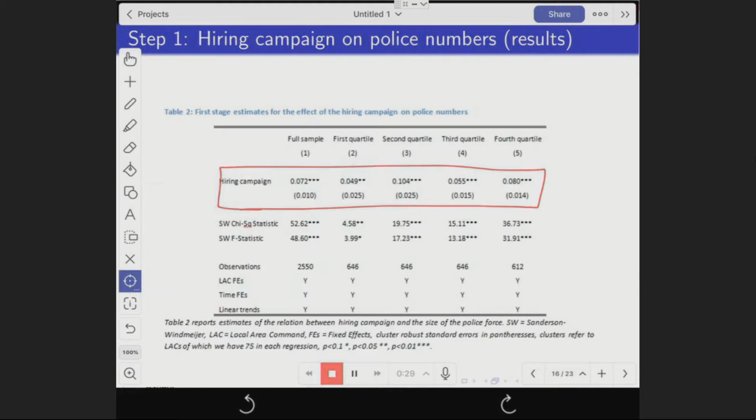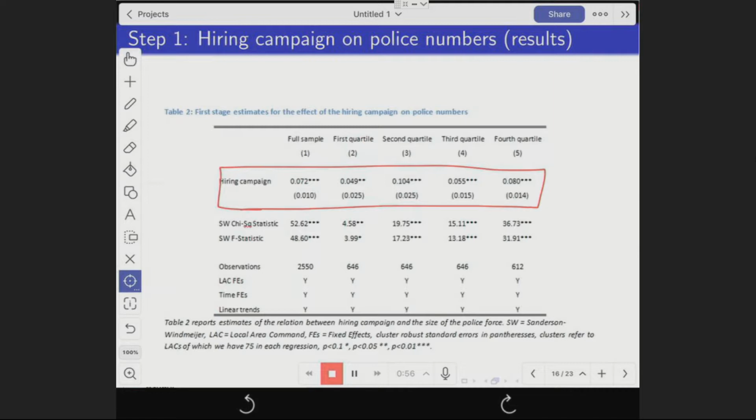If you take the LACs before the hiring campaign and you look at the average size of their police force and then you rank them, this would represent the top 25% of LACs with a huge number of cops, and this would be the bottom number of cops. Essentially what we're doing is we cut the sample into 4 quarters, and then we see how the hiring campaign affected LACs in each quarter. And so here you can see LACs with the smallest size of the police force before the hiring campaign got a 4.9% bump, these guys got a 10% bump, and so on.